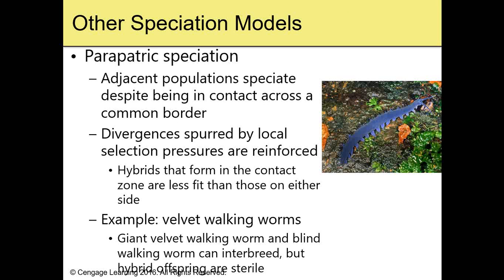So parapatric speciation is where you've got adjacent populations that speciate despite being in contact across that common border. So they still kind of live close to each other. And so these divergent events are spurred by local selection pressures, and then they become reinforced.